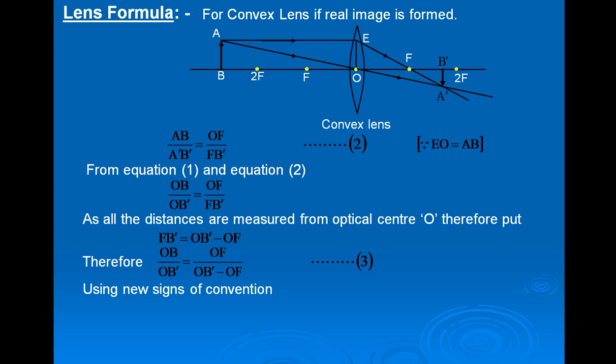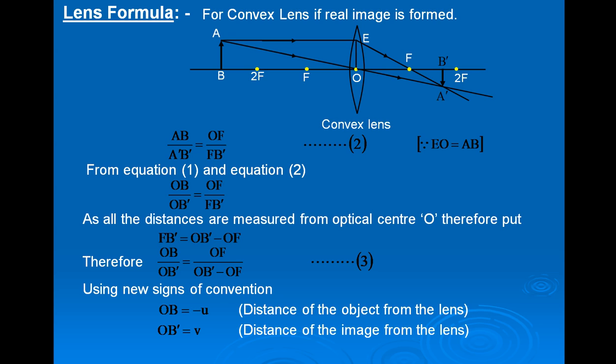Using new signs of convention, OB is equal to minus u, distance of the object from the lens. It is negative because it is against the direction of incident ray. OB dash is equal to v, distance of image from the lens. It is positive because it is taken in the same direction of incident ray. And OF is equal to f, the focal length of the lens. It is also positive because it is again in the same direction of incident ray.